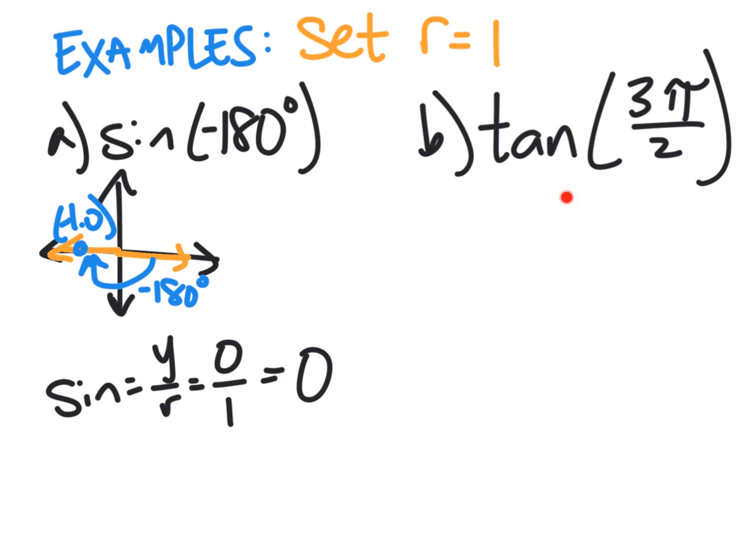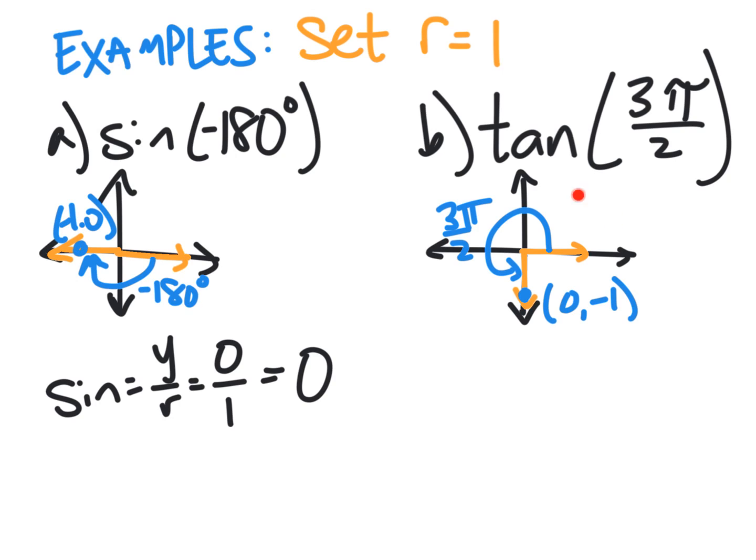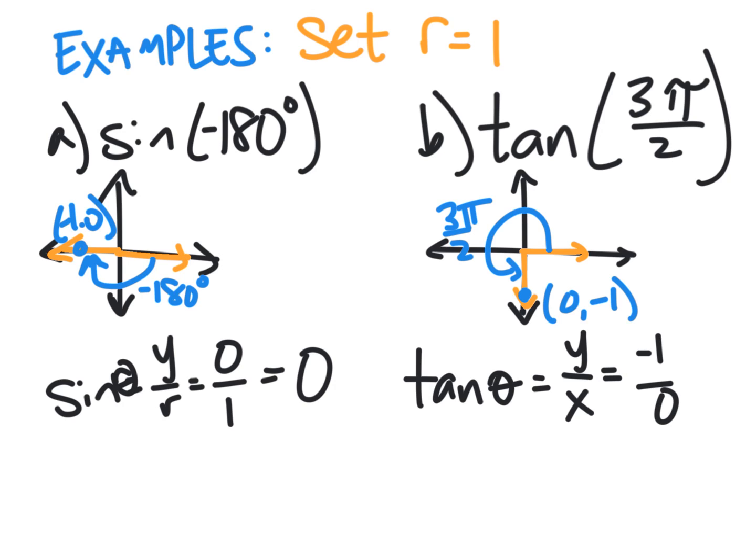Now take a second and try the tan of 3 pi over 2. If you got this far, you saw that you're at the point (0, -1), here's the angle 3 pi over 2, but you may have run into a problem, since the tan of theta is equal to y over x. A quick note, I should have said sine of theta over here. But y over x would be -1 over 0, which is undefined. And that's the trig from quadrantal angles.